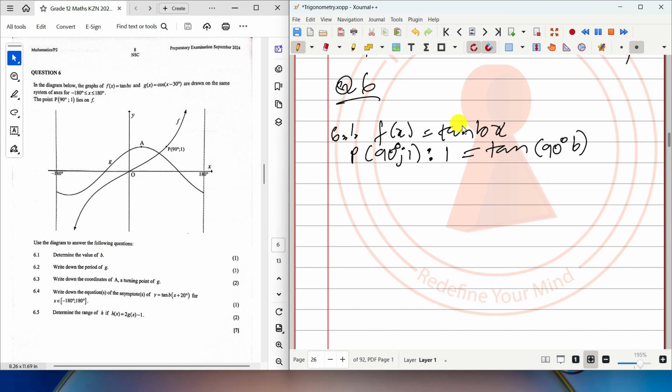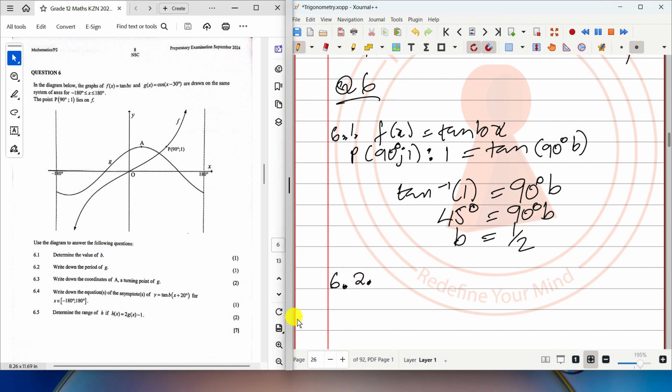Now moving on, we will say we have tan inverse of 1 is equal to 90 degrees times b. So what is tan inverse of 1? This is 45 degrees, and 45 degrees is equal to 90 degrees times b. When we solve for b, we'll realize that b is half. Okay. So if you didn't understand it the first time, then this is the way to go. Okay. Perfect.